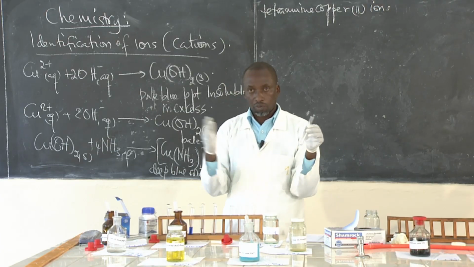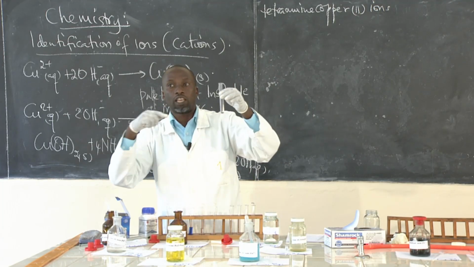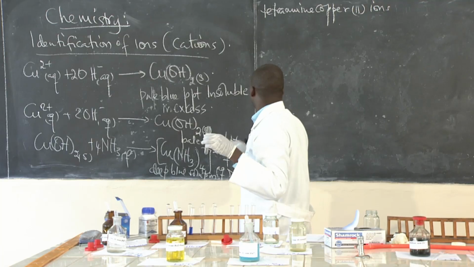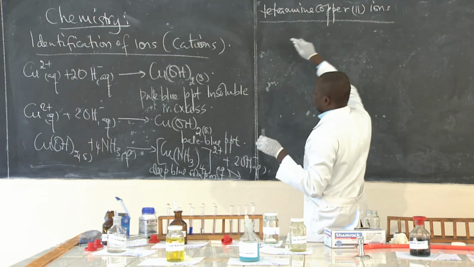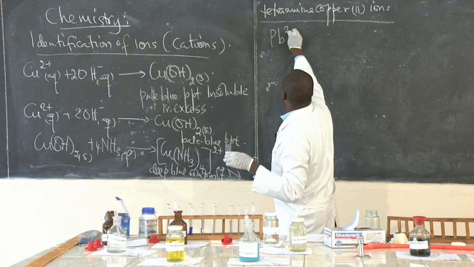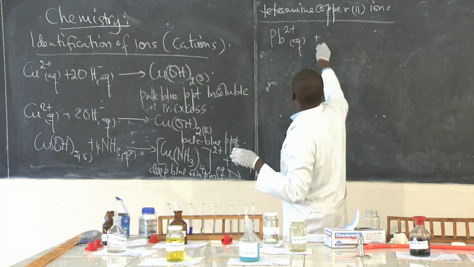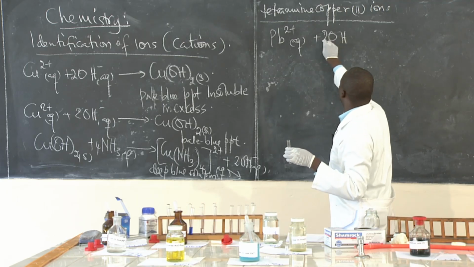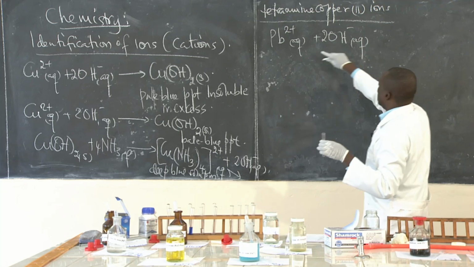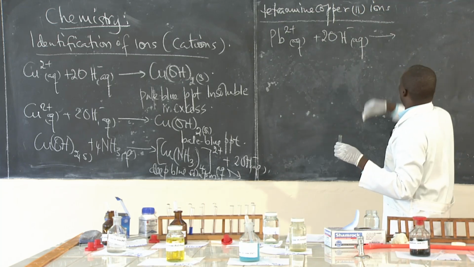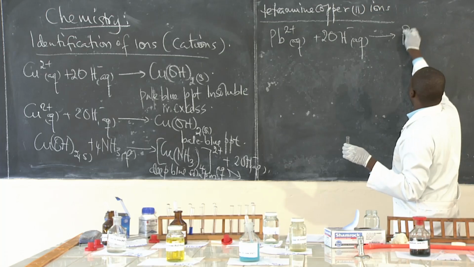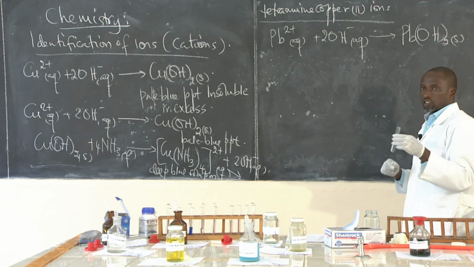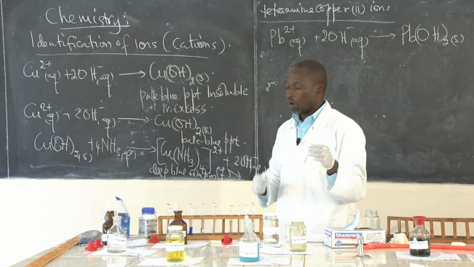So we say the precipitate is soluble. We have had some precipitates which are insoluble, but the precipitate here is soluble because it has disappeared. So we are saying this. We have lead ions combining with the hydroxide ions from the sodium hydroxide, and this will give lead 2 hydroxide. That is the first precipitate that was formed.